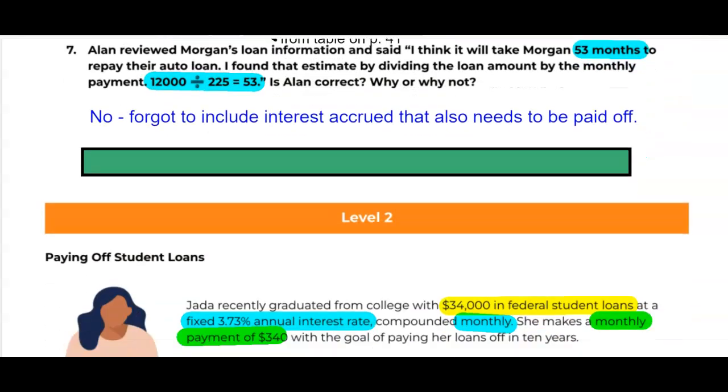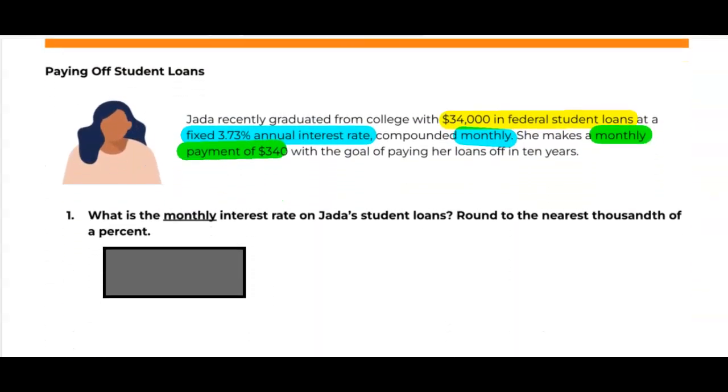Okay, so moving on to level 2. It's about student loans. So Jada recently graduated from college, and has $34,000 in federal student loans, and the fixed interest rate is 3.73%. It's compounded monthly, and then she makes a monthly payment of $340. She'd like to pay those loans off in 10 years because that's what student loans require you to do. All right, so first, get the monthly interest rate. Do it the same way we just did the auto loan. Take the annual interest rate and figure out what the monthly interest rate will be. And pause and do that.